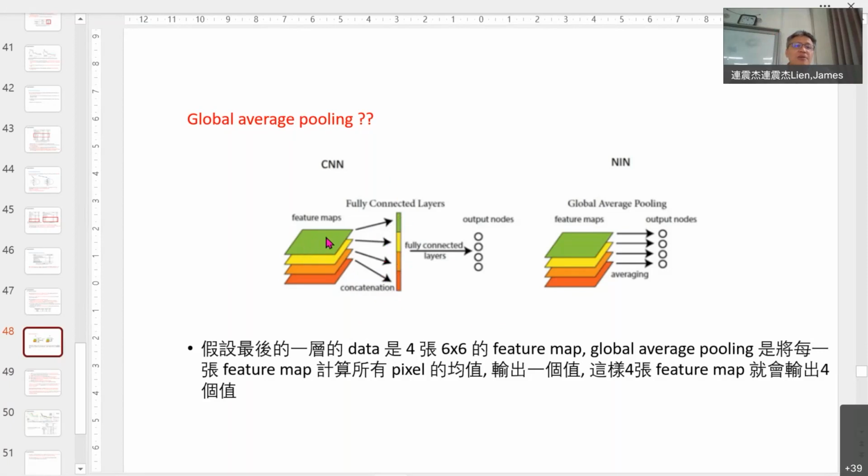So suppose this is a 7 by 7, and you have 4 maps. So total is 7 by 7 and 4 maps. But usually this is not only 4. Usually in the last layer, there are 512 or 1024. So there are a lot here. And you do fully connection and output result. Before ResNet, VGG used this one, right? Okay. So in GoogleNet and ResNet, they don't use this one.